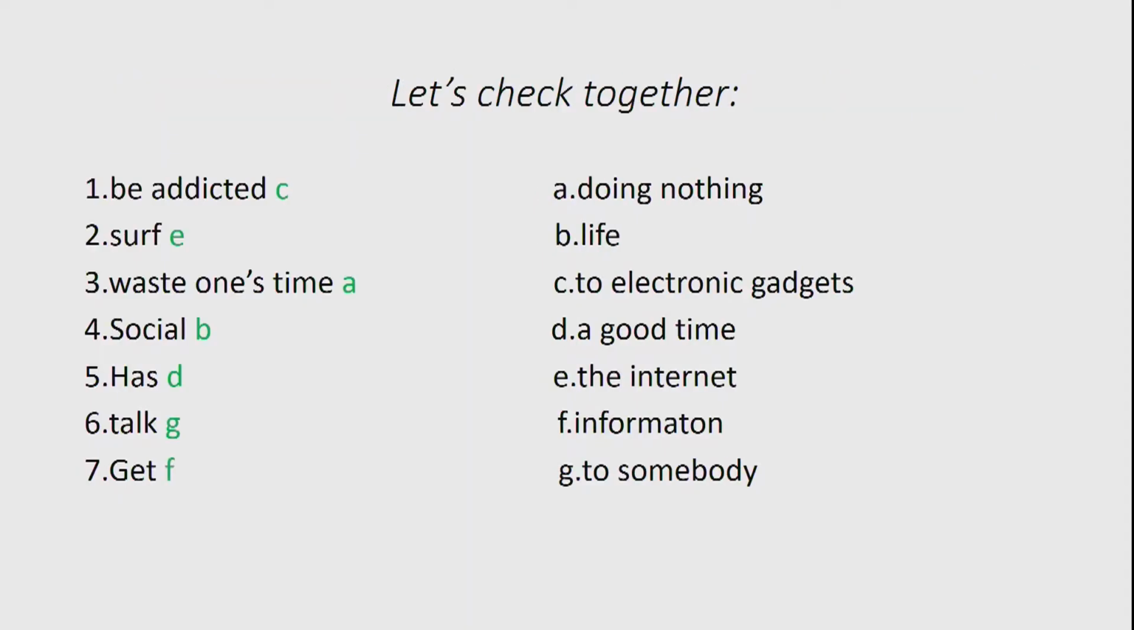Please match the words from 2 columns to create collocations. For example, be addicted to electronic gadgets, C. What about the rest of the collocations? Let's check together. Be addicted to electronic gadgets, C. Surf the internet, E. Waste one's time doing nothing, A. Social life, B. Has a good time, D. Talk to somebody, G. Get information, F.